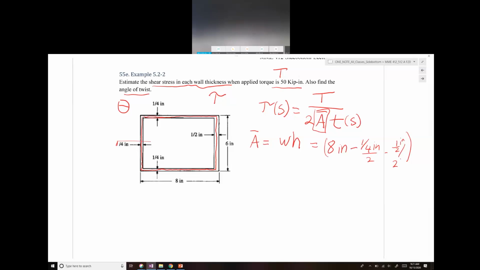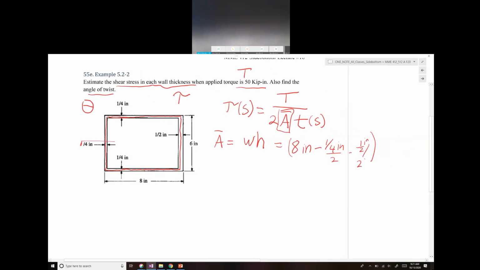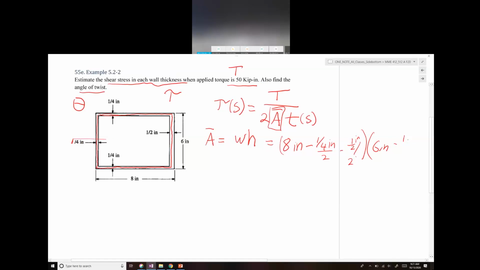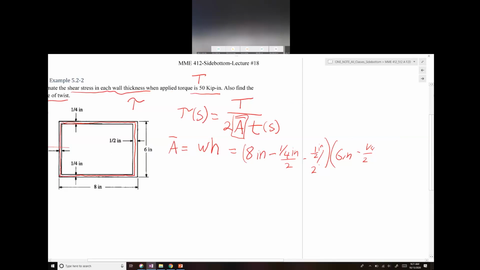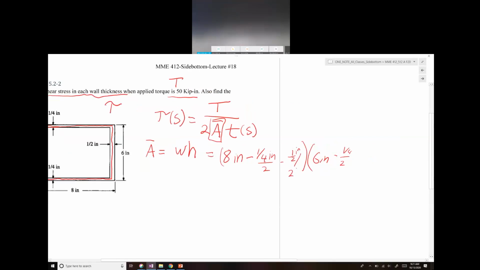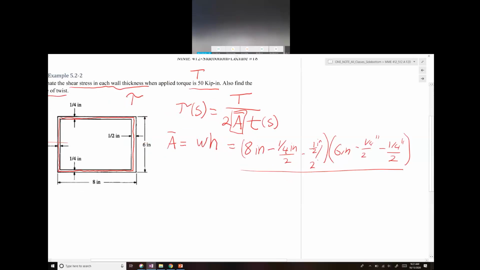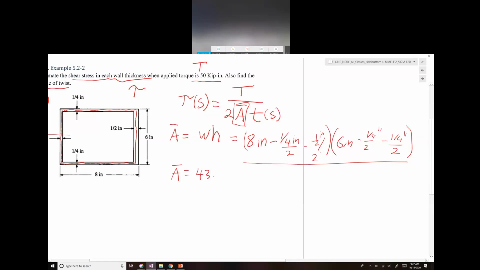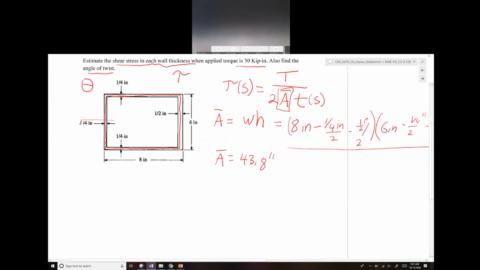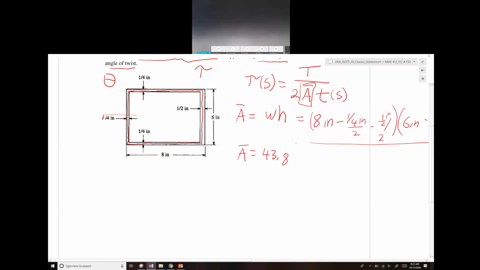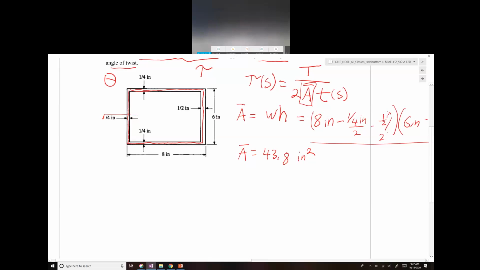For the height, the height would be equal to 6 inches minus 1/4 over 2 minus 1/4 over 2. If we multiply this out, what we end up getting is 43.8 inches. Inches squared, I should say. Sorry. So now we have the area.